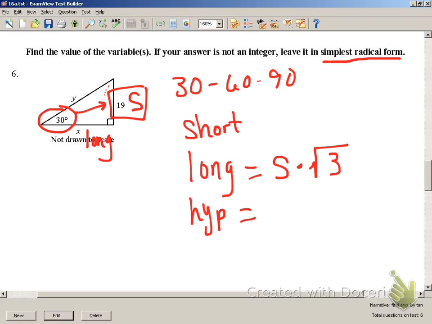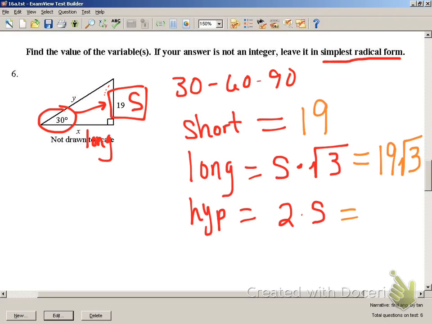Shortcut, special right triangles. If I have the short leg, the hypotenuse is always 2 times the short. So in this case, short equals 19. Therefore, the long would be 19 radical 3, and the hypotenuse would be 38. That's all I have to do.